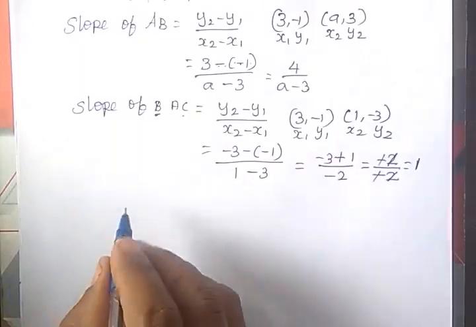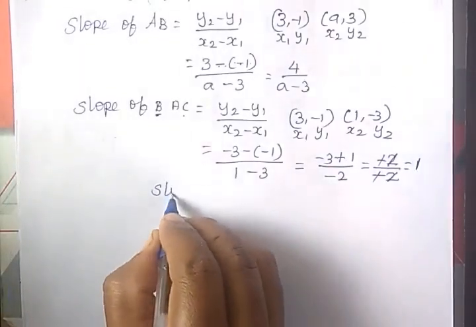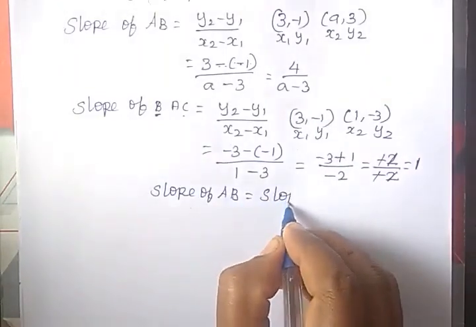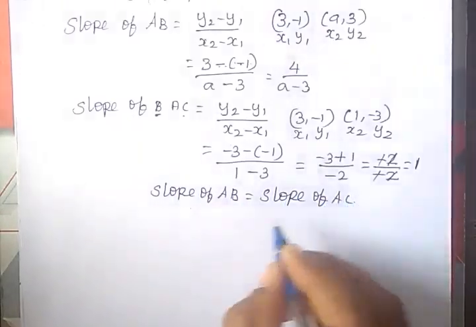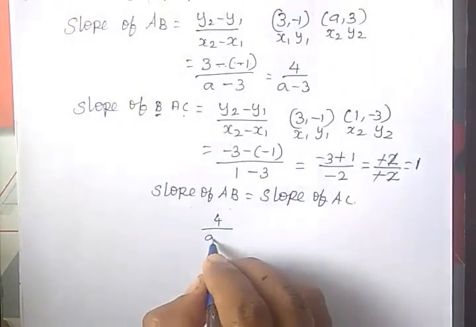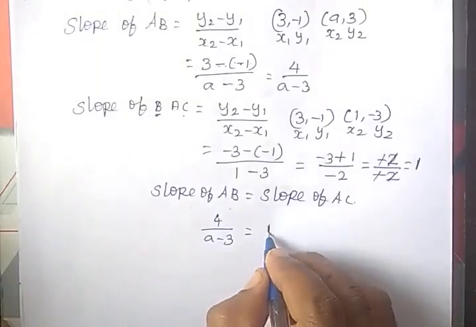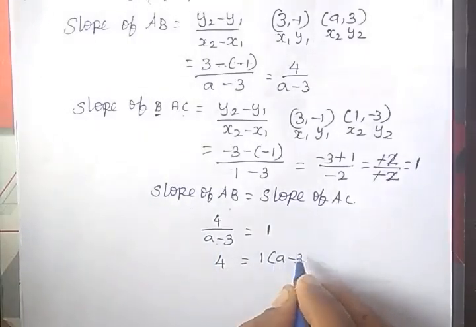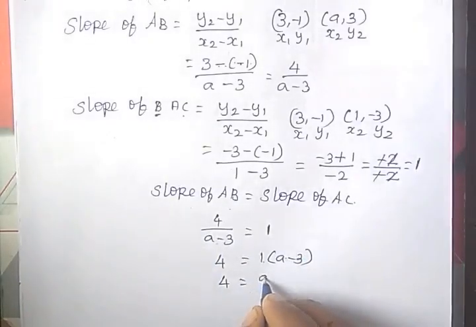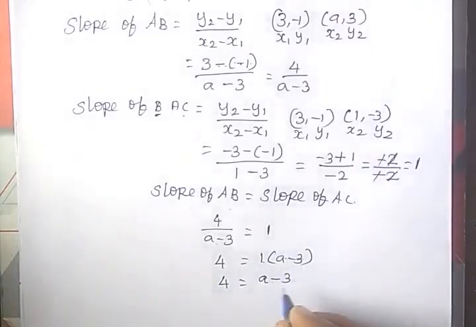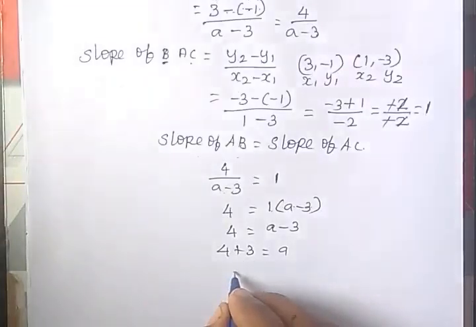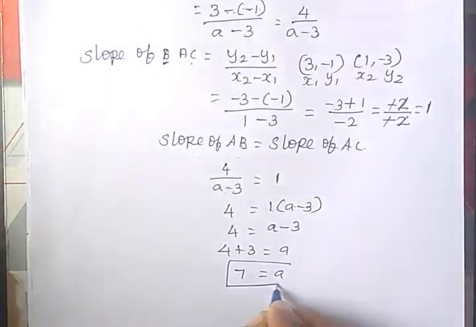If the points are collinear, the slopes are equal. So slope of AB is equal to slope of AC. Slope of AB is 4 by a minus 3, and slope of AC is 1. So cross multiplication: 4 is equal to 1 into a minus 3. So 4 is equal to a minus 3. Bring the minus 3 to the opposite side, that is plus 3, equal to a. Then 4 plus 3 is 7. So the value of a is 7.